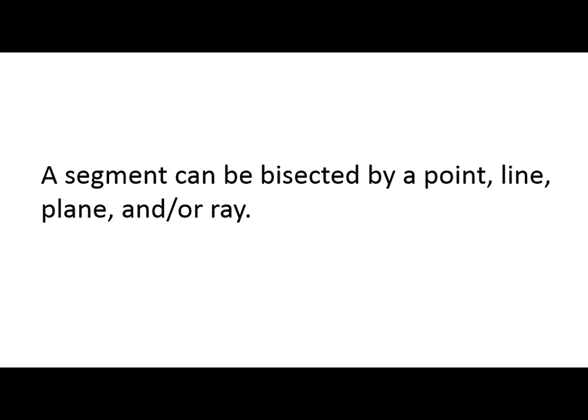A segment can be bisected by a point, line, plane, and or ray. The word, once again, bisected. Bi means two, sected is sections, so two sections. Bisected means we cut it right in the middle. We cut things right in the middle. Later on, we're going to learn how to bisect a segment and even how to bisect an angle.